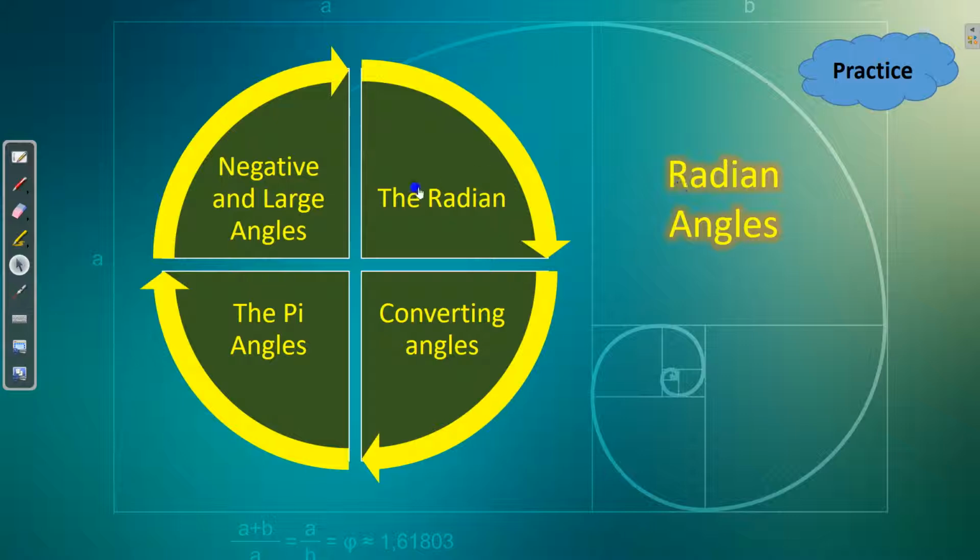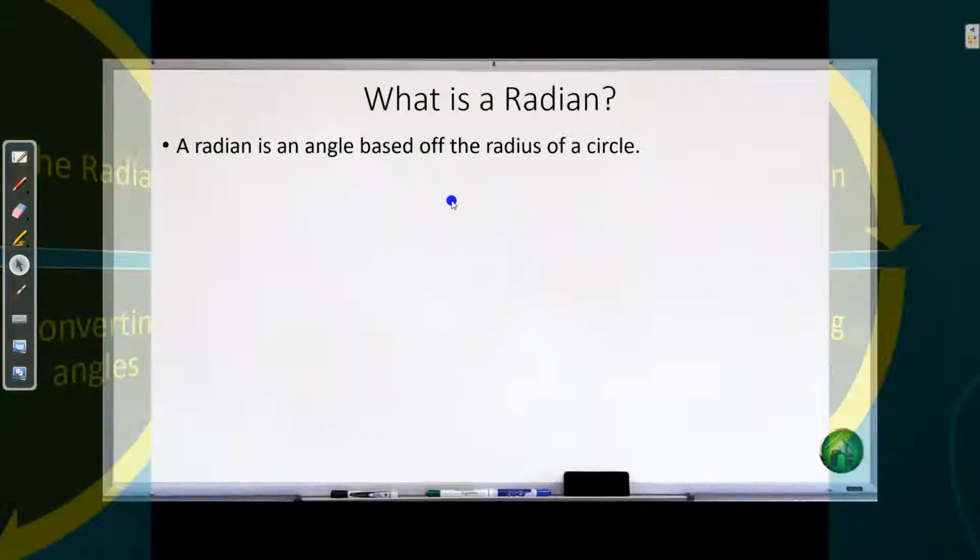So we're going to take a look at what that radian is, how we can convert between this new radian angle and degrees, which we are more familiar with, and then we start using the all-important pi in these angles. And then because we're going to extend this and use this a lot, we have to be able to do negative angles and then large angles as well. So first, what is this thing called the radian?